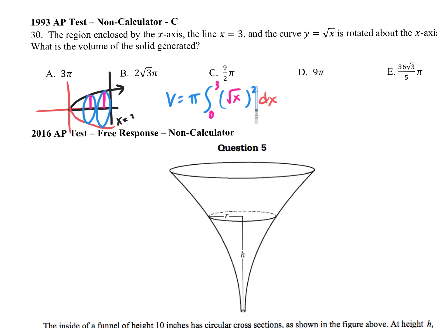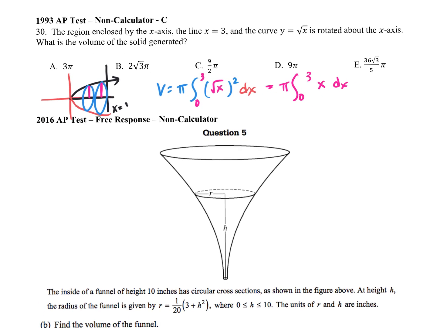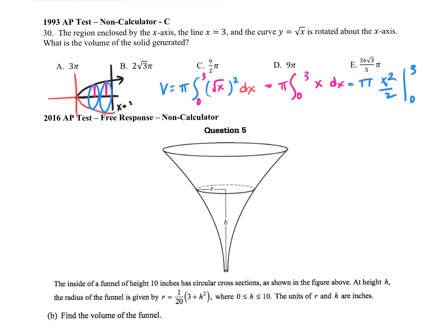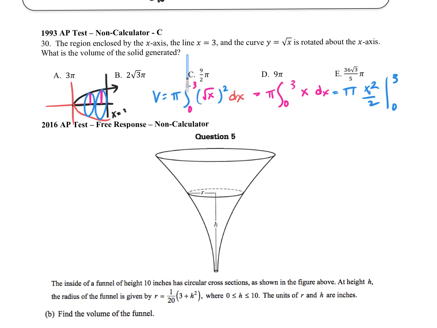Would we simplify this before we integrated it? Yeah, buddy. So we got pi from 0 to 3. Root x squared would just get me x. Integral of x. Yeah, x squared over 2, and we do that from 0 to 3. So we getting that 1993 AP question point? Yeah. 3 squared over 2 minus 0 over 2, all that multiplied by pi.